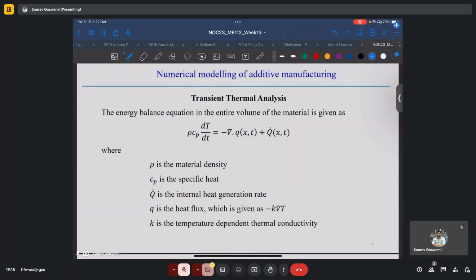Capital Q dot is the internal heat generation rate. Often it is here that we fit our source term. Q is the heat flux, defined as minus K nabla T, and K is the temperature dependent thermal conductivity.